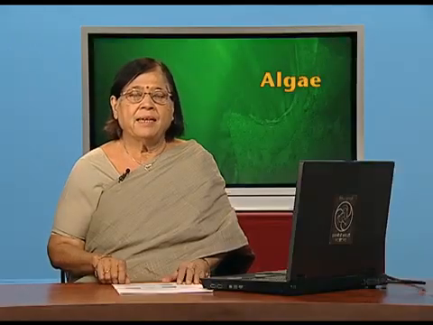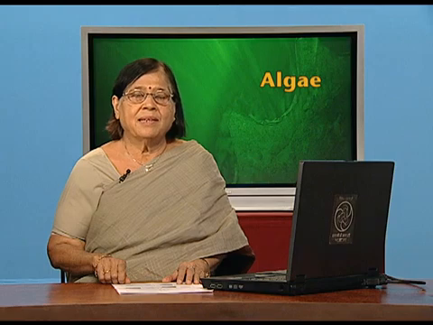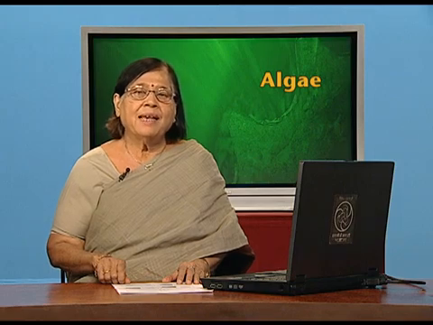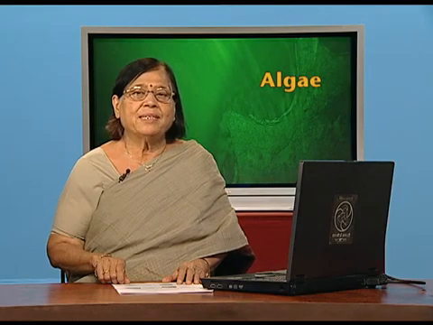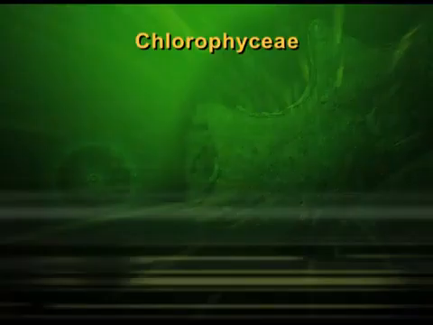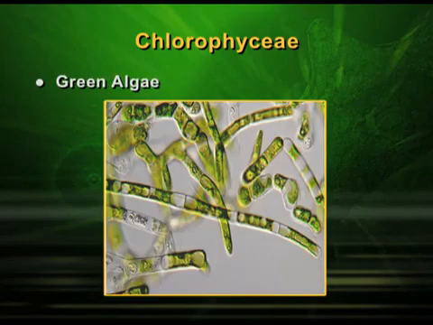We proceed further. If we classify the algae, there are three classes in algae and they are named green algae, brown algae and red algae. The first one which I would like to discuss with you is Chlorophyceae, and it is also known as green algae. It has green pigment, chlorophyll, and especially chlorophyll A and B. It is very green in color and hence involved in photosynthesis in a very nice way.